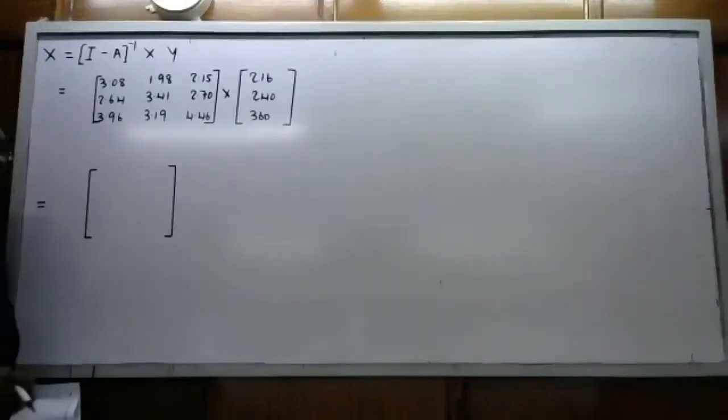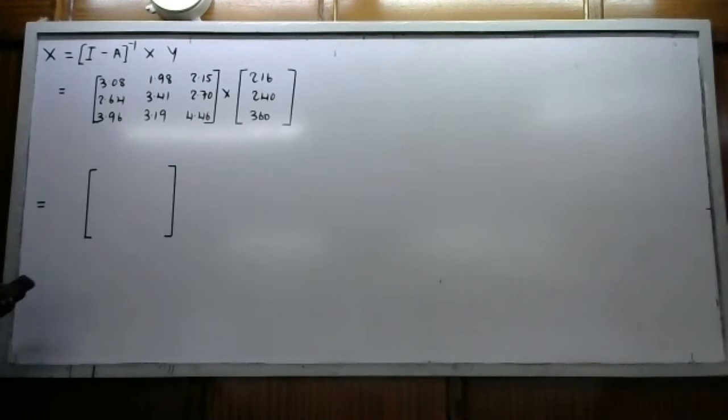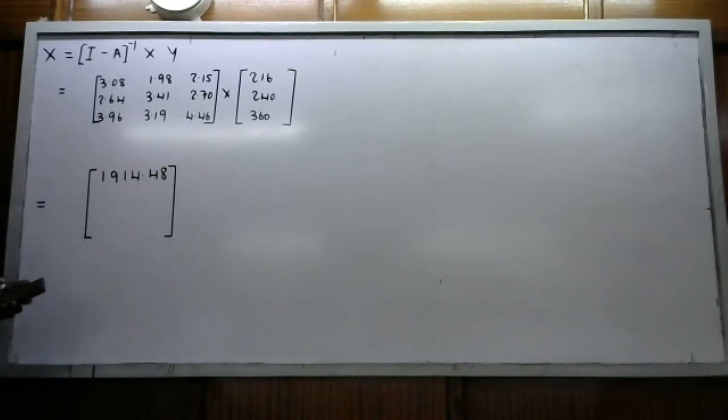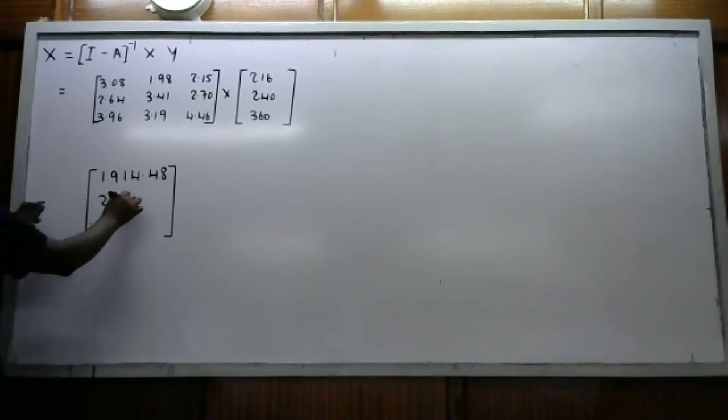So when you multiply, the answers will be 3.08 times 216 plus 1.98 times 240 plus 2.15 times 360. It is 1914.48. Then 2.64 times 216 plus 3.41 times 240 plus 2.7 times 360 is 2360.64.